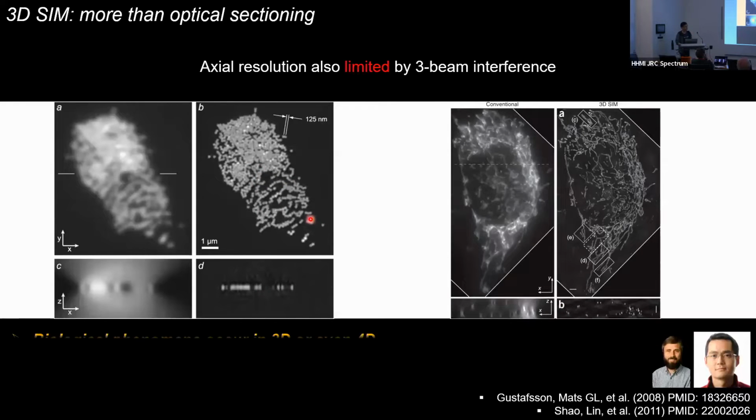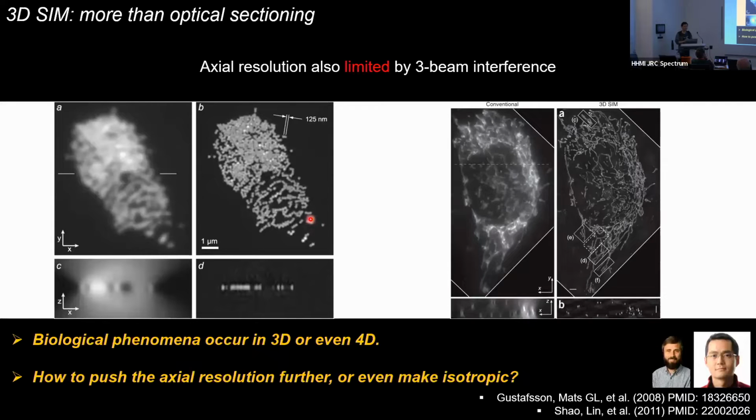So we know that most biological phenomena are not a plane. They are not 2D, but they are stereo, right? And most of their behavior also happens in 3D or even 4D. Here the 4D means that you have a time-lapse 3D imaging. So what makes me feel very interested is how we can push the actual resolution further or even make it isotropic on the 3D SIM microscope. That is the main target of my research.